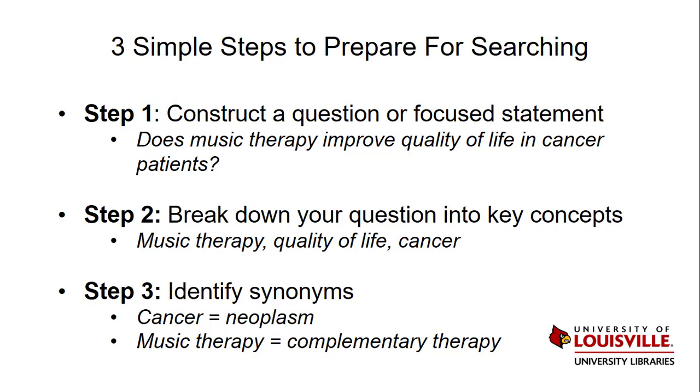In step 2, we've broken down our question into 3 components: music therapy, quality of life, and cancer. And we're going to stop there. PubMed uses a search algorithm called automatic term mapping. Basically, it finds synonyms for you.